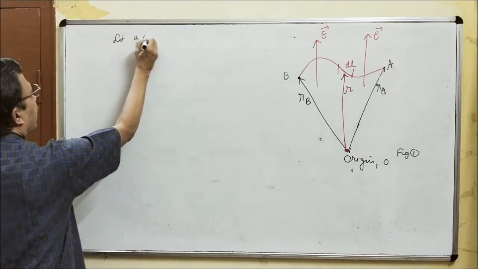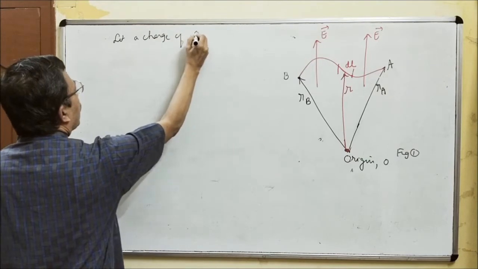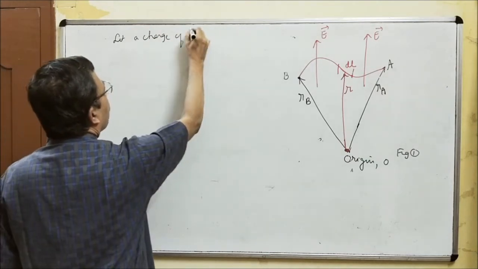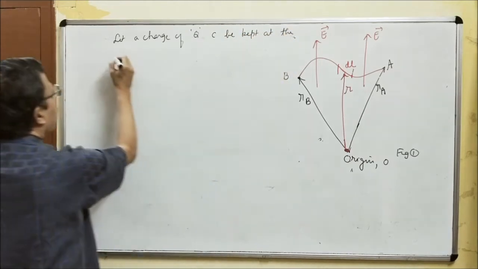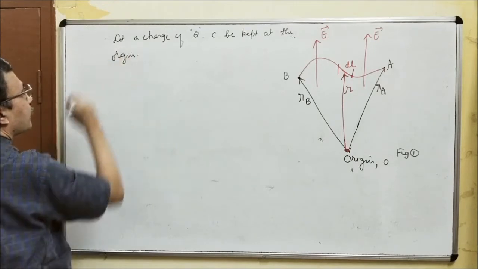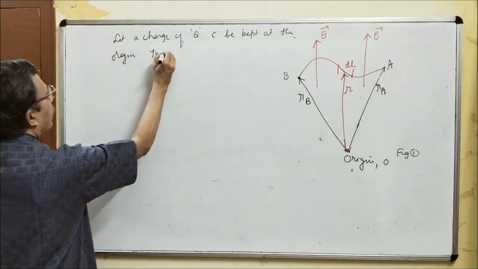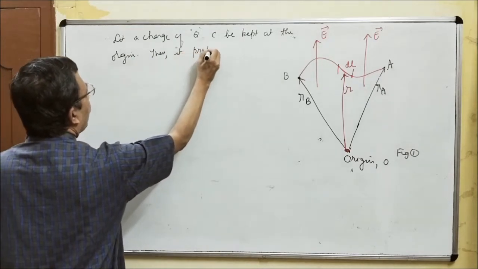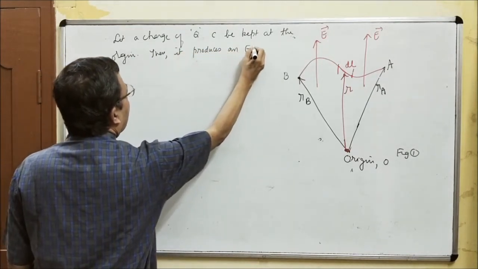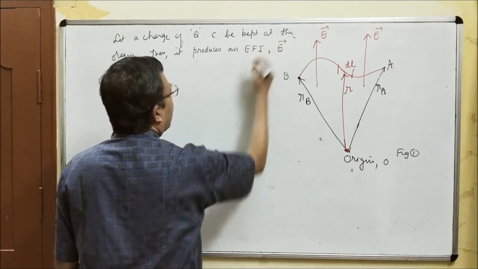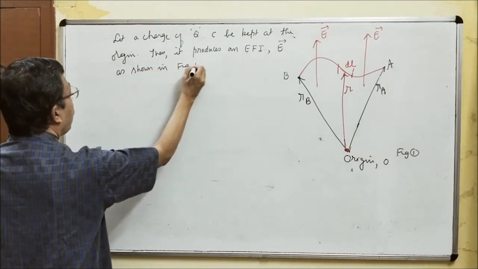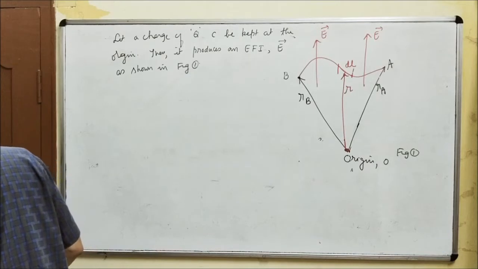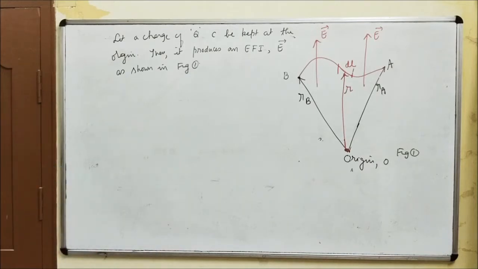Let a charge of q coulombs be kept at the origin. Then it produces an electric field intensity vector E as shown in figure number 1.